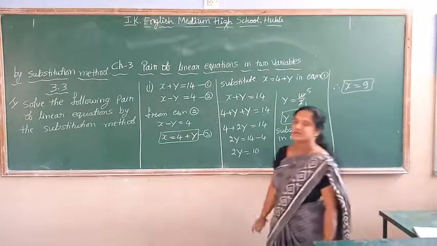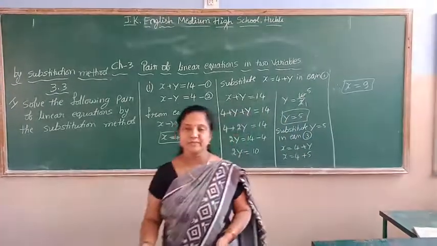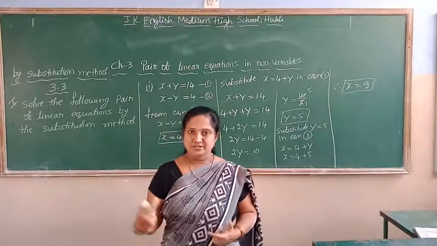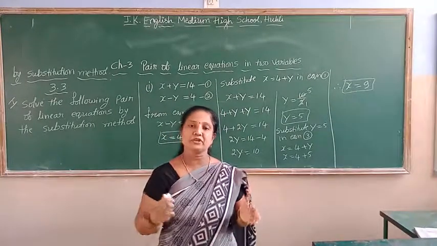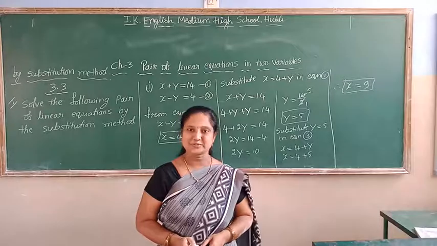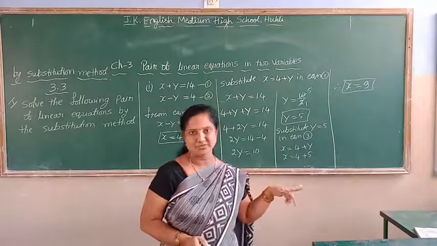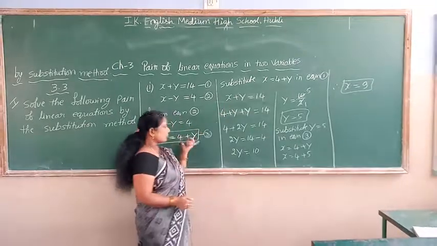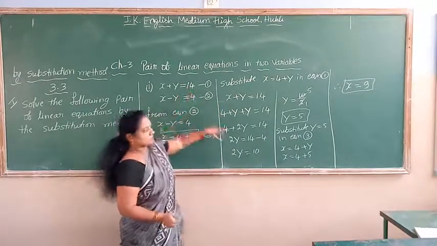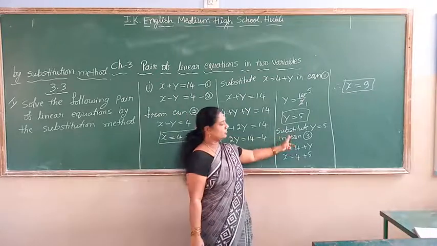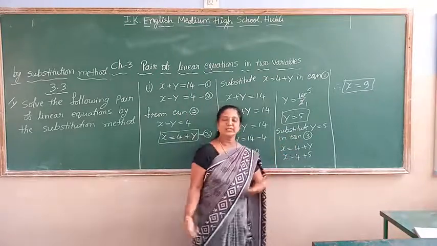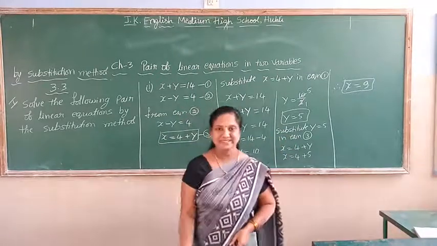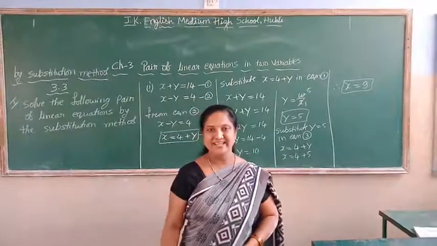In this way we find the variable values. If we follow these steps, this method is called the substitution method. We substitute twice: once we substitute x is equal to 4 plus 5 in equation 1, and once again we substitute the y value in equation 3. So the name is substitution method. Understood? Okay. Write down.